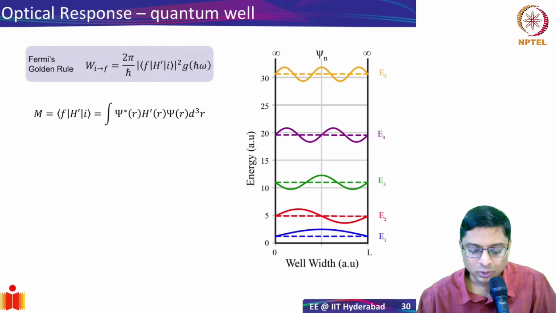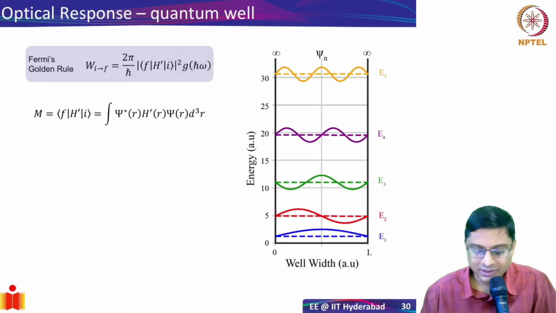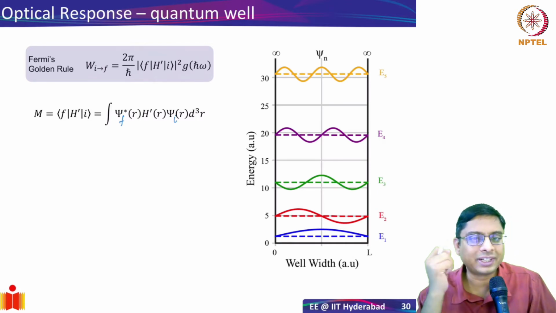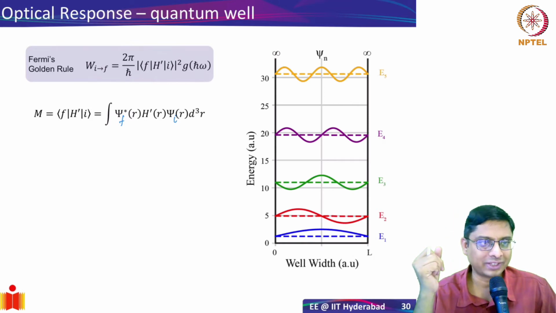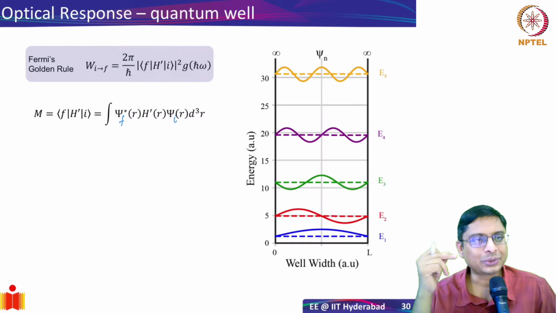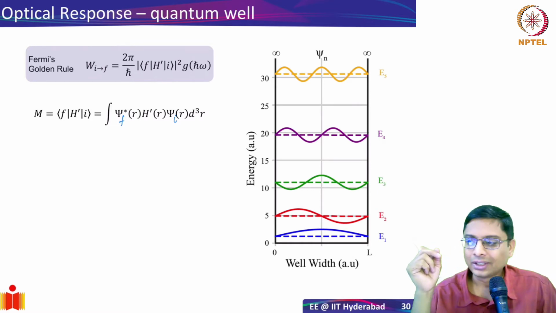We'll go back to the matrix element, which we said is represented by this. I haven't corrected it yet, so this is going to be psi f and psi i, the initial and final state wave functions. We'll also talk about what a matrix element is and why we call it a matrix element towards the end of this lecture.